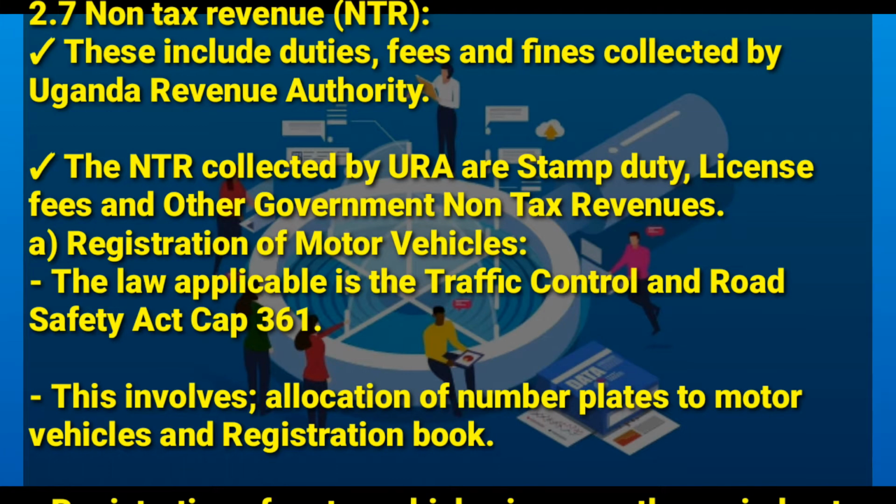So non-tax revenues include duties, fees and fines collected by the Uganda Revenue Authority, because it's the Uganda Revenue Authority that administers taxes on behalf of the central government. The non-tax revenues collected by URA are stamp duty, license fees and other government non-tax revenues. So we are going to look at where non-tax revenues come from.